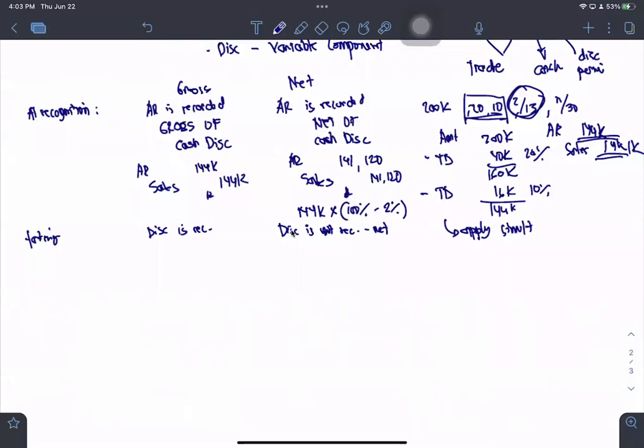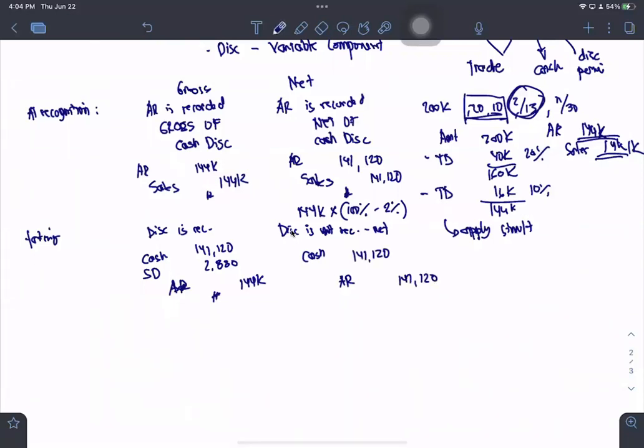So what is our entry here? First, you need to record the cash amount. That is 141,120. And then you make an entry for your sales discount. That is the 2%, which is 2,880. And then we have here AR of 144,000. Okay? While in your net, we will not record the discount. We will only record the AR collection. So you remove AR, 141,120, and cash of 141,120.